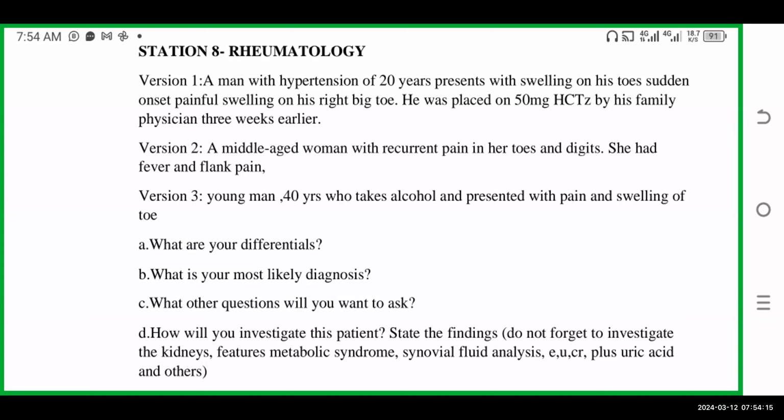We could add other ones, structures surrounding the joints, like enthesitis and others.